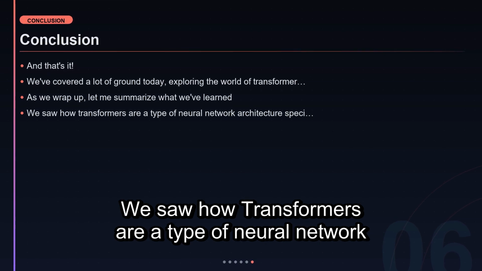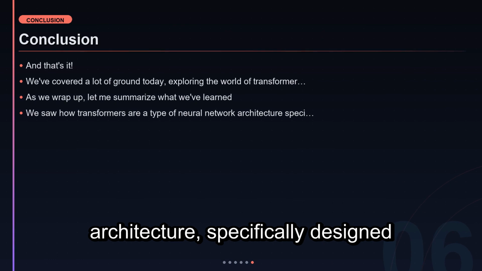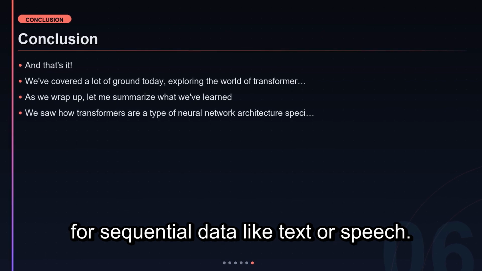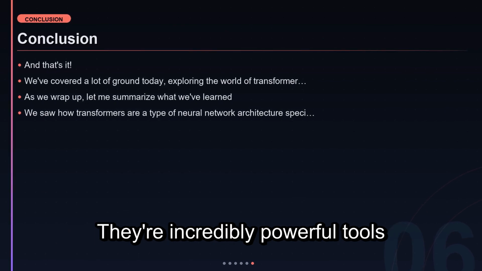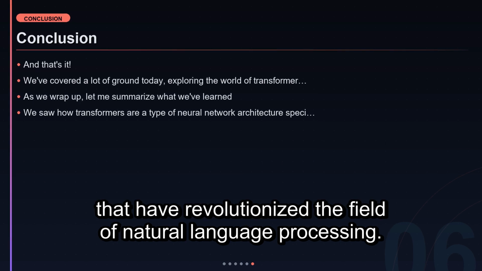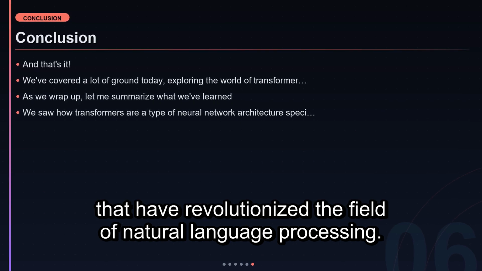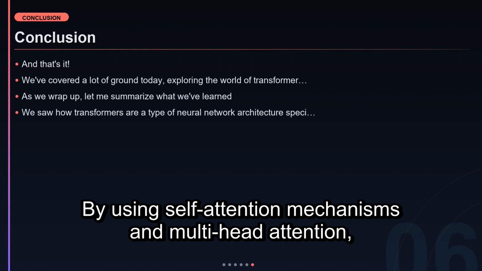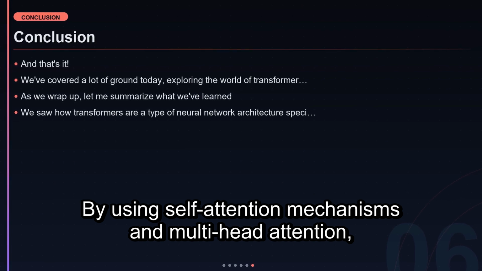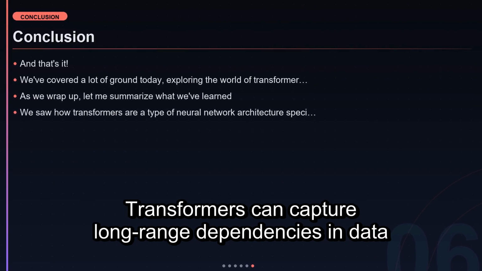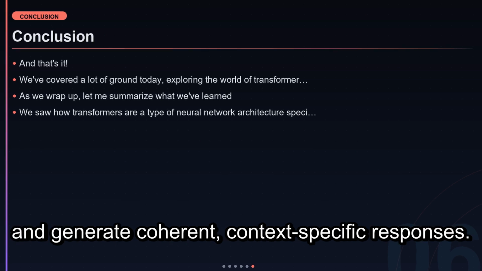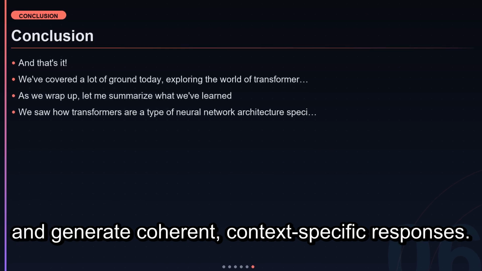We saw how Transformers are a type of neural network architecture specifically designed for sequential data like text or speech. They're incredibly powerful tools that have revolutionized the field of natural language processing. By using self-attention mechanisms and multi-head attention, Transformers can capture long-range dependencies in data and generate coherent, context-specific responses.